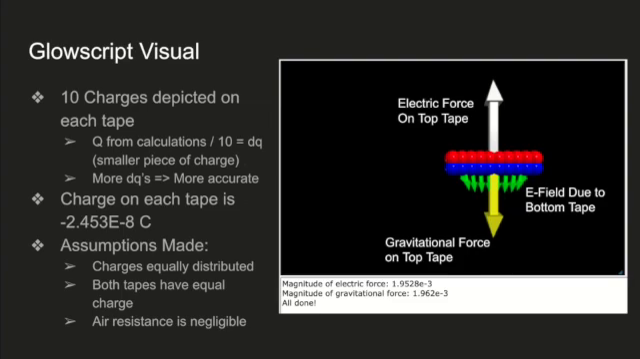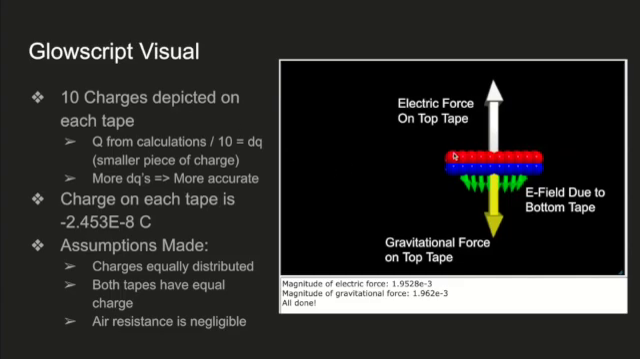So here's the GlowScript visual I made for this lab. On the right, you can see the red spheres representing the top tape and the blue representing the bottom tape. The white arrow representing the electric force on the top tape, and the green arrows representing the electric field due to the bottom tape, and the yellow arrow representing the gravitational force on the top tape. Below that, you can see the message box showing that the electric force and gravitational force magnitudes are almost equal.